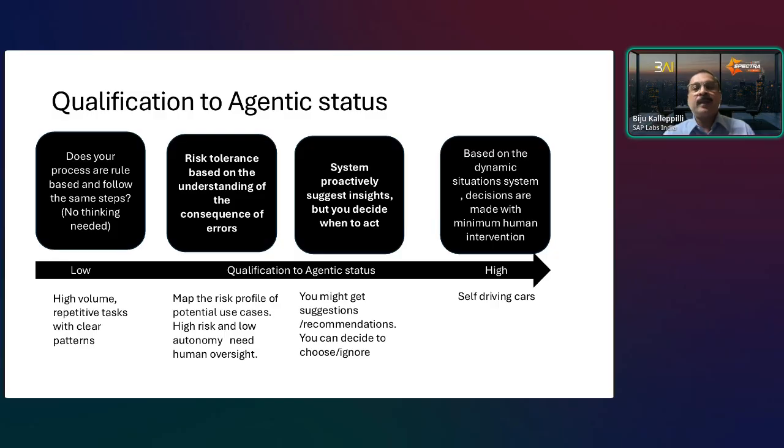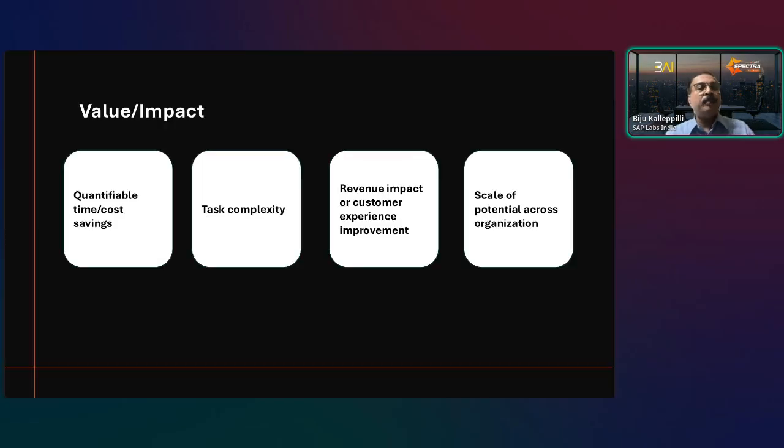And finally, if the use case or the particular scenario you have is where dynamic situations come in and decisions are taken at runtime without having any human in the loop. Example, self-driving cars: when a self-driving car hits a hindrance or blockage, it takes its own route. Hardly any driver intervenes to correct the route. So this is the high degree of agenticness that we talk about. So this is one parameter. Now another parameter is the value impact part, right?